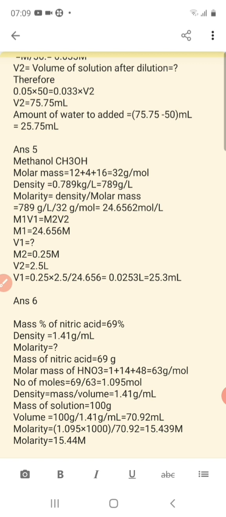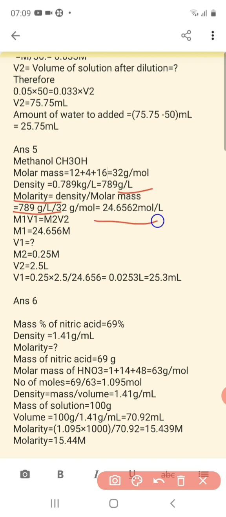In the denominator we have to report the volume, and volume is reported in liter only in both the cases, as well as density as well as molarity. So the molarity can be calculated as density divided by molar mass, and it will be equal to 789 grams per liter divided by 32 gram per mole. The gram and gram will cancel out and mole will be taken to the numerator, and finally the answer will be 24.6562 moles per liter.